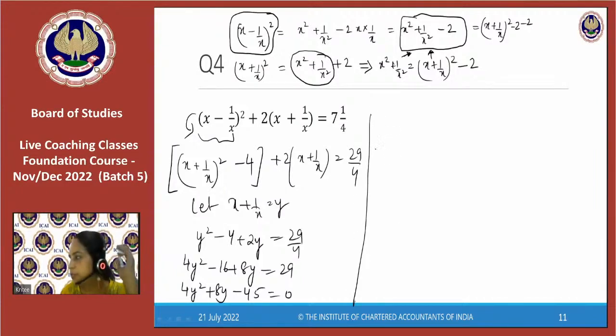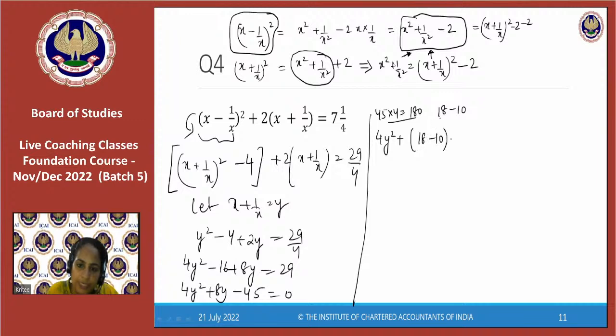Use any of the methods that you like. Okay, this time I'll do prime factorization because I've been doing discriminant for a long time. So 45 into 4 is 180. And the factors that form 8 are 18 minus 10. 18 into 10 is 180 and 18 minus 10 is 8. So I will write 4y square plus 8, instead of 8, I will write it as 18 minus 10, minus 45 equals 0. So 4y square plus 18y minus 10y minus 45 equals 0.